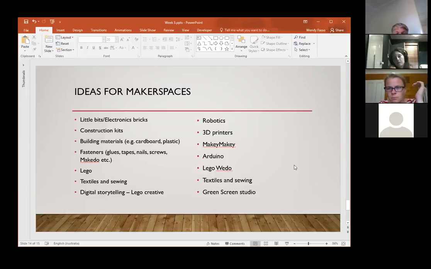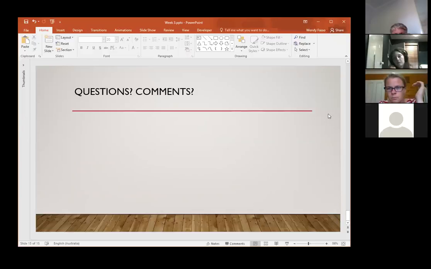So these are probably words you're not familiar with, but do get familiar with some of this low-tech, high-tech, and we will talk about it next time. And just start thinking about the concept of having a makerspace in your classroom or your school, because it fits in with the curriculum so beautifully. So that's about it. That's all I wanted to go through today.